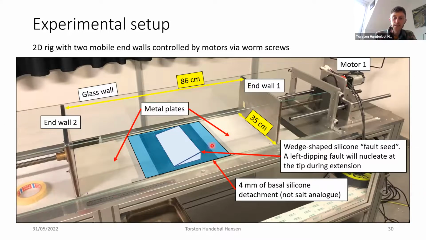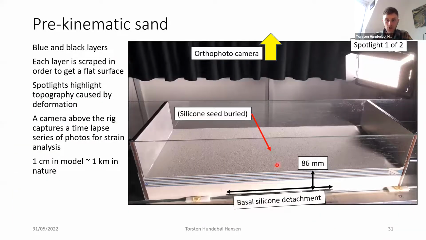So that is, instead of using a rigid football block, we use this method instead, inspired by Julian Hudek. Okay, now we covered the silicone seed with sand. You have some blue and black layers here, and each layer is scraped to make it perfectly planar.